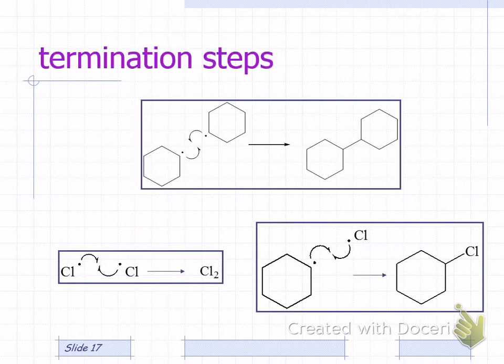So the termination steps could look like this. Two cyclohexyl radicals get together because the Cl radicals can't find them, or the Cl radical and the cyclohexyl radical get together. So the propagation process is pretty straightforward. The termination step usually ends up in a bunch of minor products. Okay? And then you purify all that stuff out. Plus, you also get some more of your product that way, too.